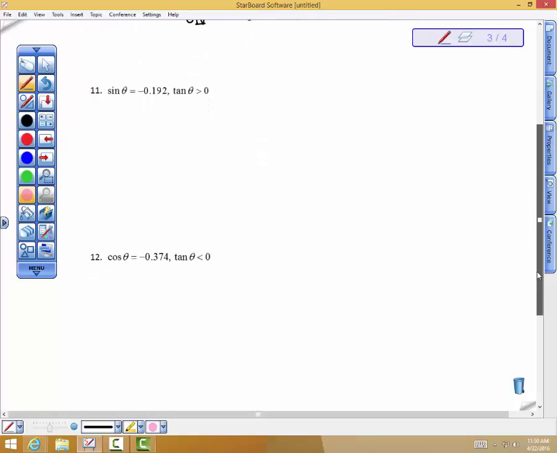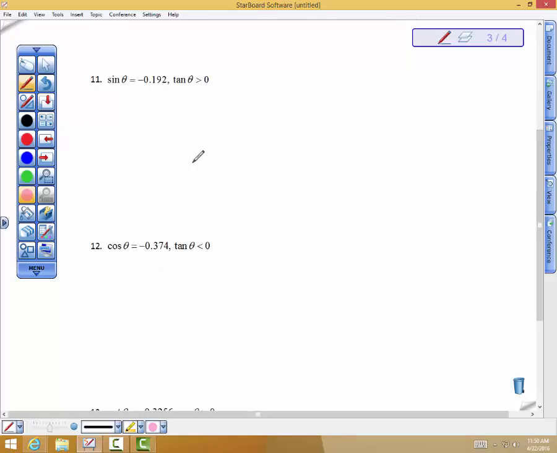Again, pause and go on and do the next problem. Actually, this next problem is a little bit different. It has an added feature: not only is the sine of an angle negative, which is true in the third and fourth quadrants, but I also want you to find the angle theta where the tangent of that angle is greater than 0, in other words positive.